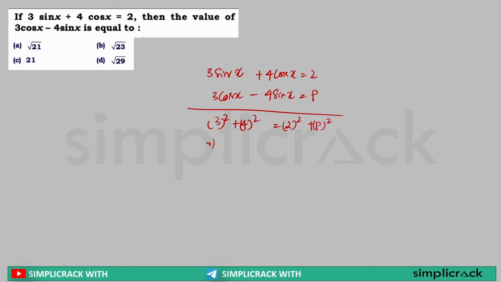Yes or no? Yes. 3 square 9, 4 square 16 is equal to 4 plus P square. 16 plus 9 is 25, minus 4 is equal to P square, or I can say P square is equal to 21. So P value is equal to square root of 21. So what is the value of this expression? Square root of 21. Simple calculation. That's all. Got it? Next.